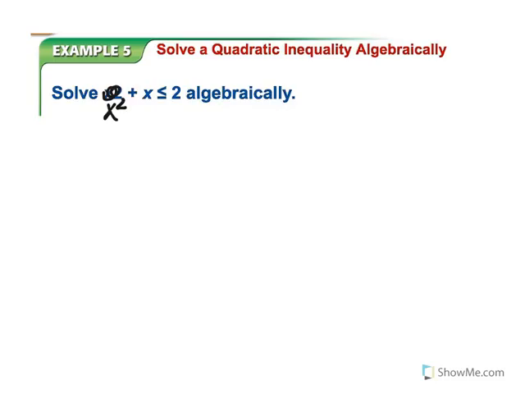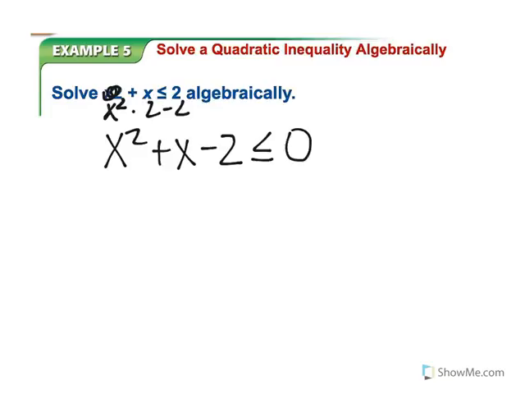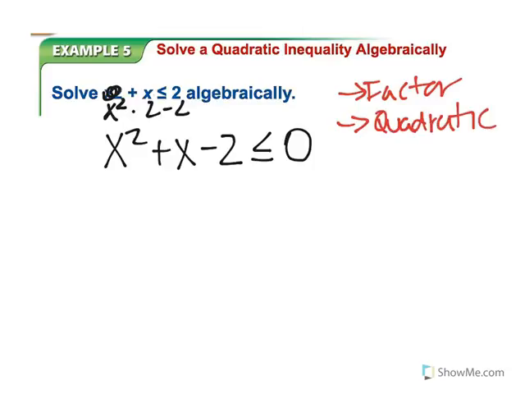Alright, last example, it says solve x squared plus x is less than 2 algebraically. Alright, so the first thing we need to do is get everything to one side of our inequality sign. So x squared plus x, we're going to subtract 2 from both sides to get minus 2 is less than 0. Now from here, you can either factor, you can use the quadratic formula like we did earlier in the video, or you can actually graph it in your calculator.